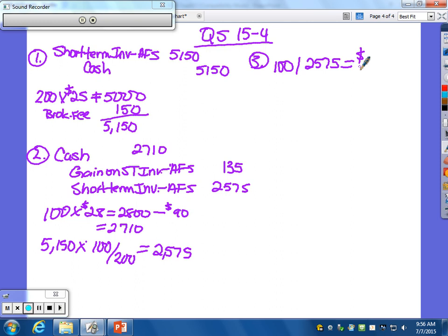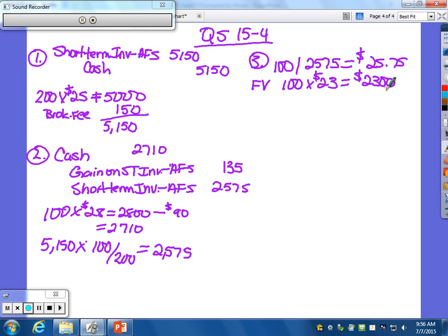$25.75. If the fair value market now is $23, right? They were worth $25.75. Yeah, we got that part. But then fair value, 100 shares times what? That $23 is how much? $2,300. So that's the fair value. It's $2,300 instead of $25.75, which means that we have an unrealized loss or gain. Loss of how much?